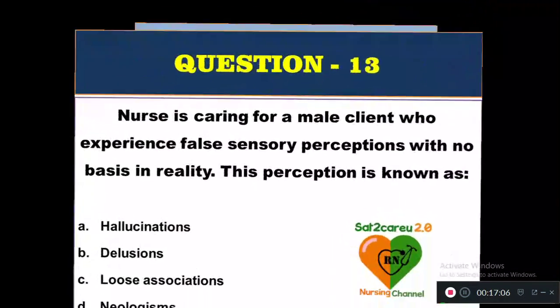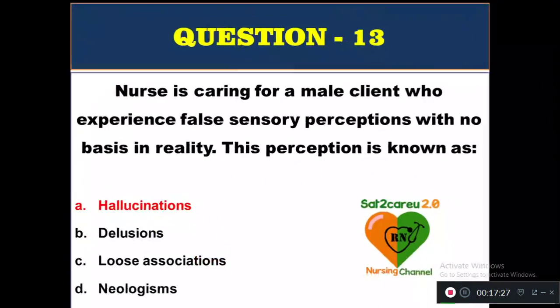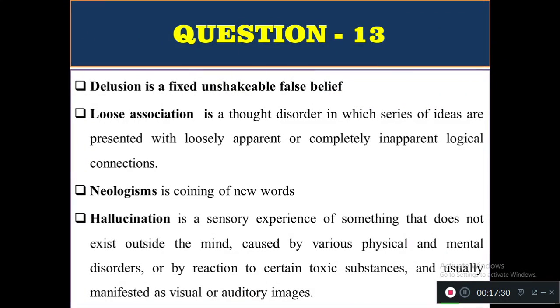Question number 13. Nurse is caring for a male client who experiences false sensory perception with no basis in reality. This perception is known as A. Hallucination, B. Delusion, C. Loose association, and D. Neologism. The right answer is option A. Hallucination. The rationale: delusion is a fixed, unshakable false belief. Loose association is a thought disorder in which a series of ideas are presented with loosely apparent or completely inapparent logical connection. Neologism is coining of new words.